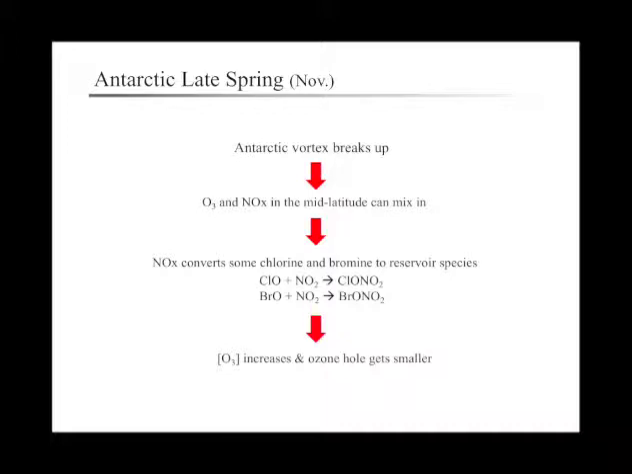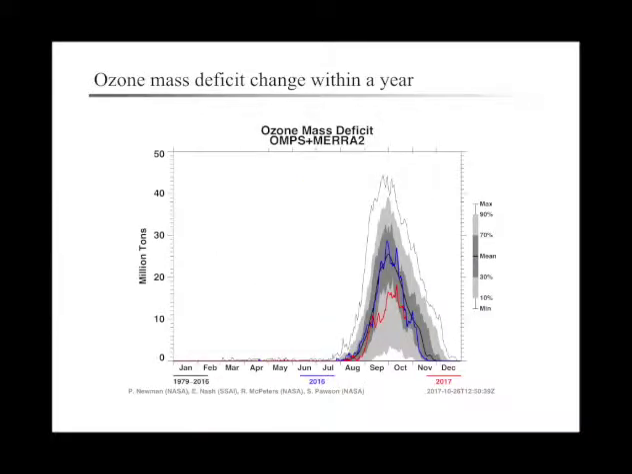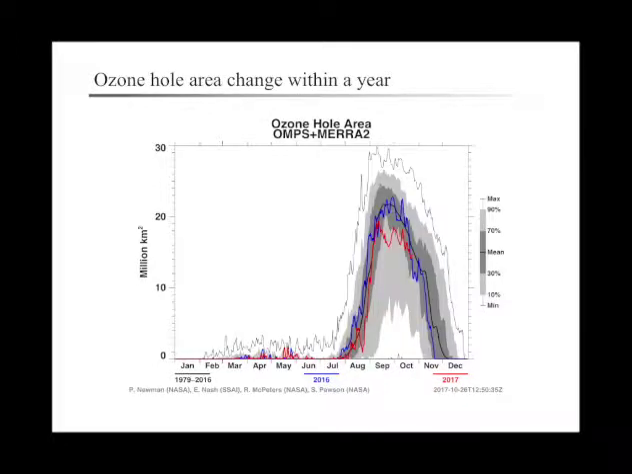And let's get some direct impression of this seasonal change from pictures and videos. This picture describes the ozone mass deficit change within a year. We can see that the dramatic loss of ozone starts from late August and ends in November. And this is a figure of ozone hole area change within a year, and it follows the same time pattern.